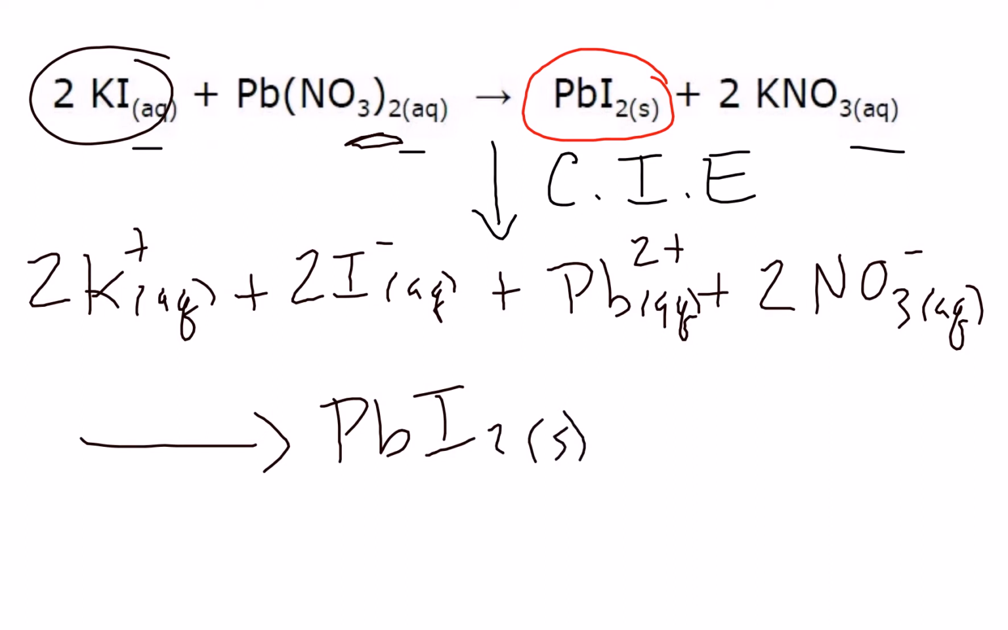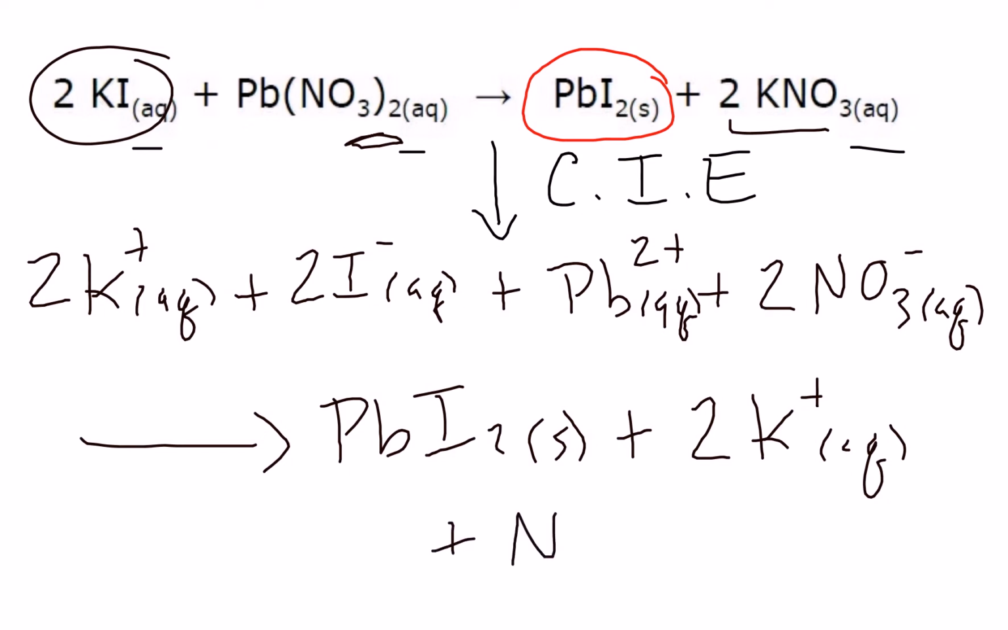All right, so you're going to have your solid. Then you're going to have 2 potassiums, aqueous. This is coming from the potassium nitrate up here. I've got 2 potassiums that are aqueous, plus I'm going to have 2 nitrates that are aqueous as well. This is from the potassium nitrate.